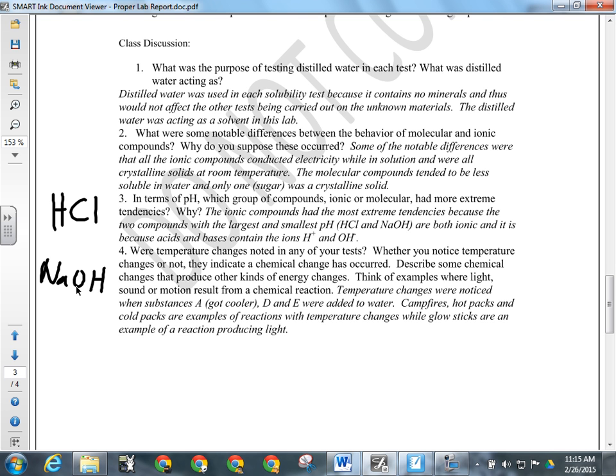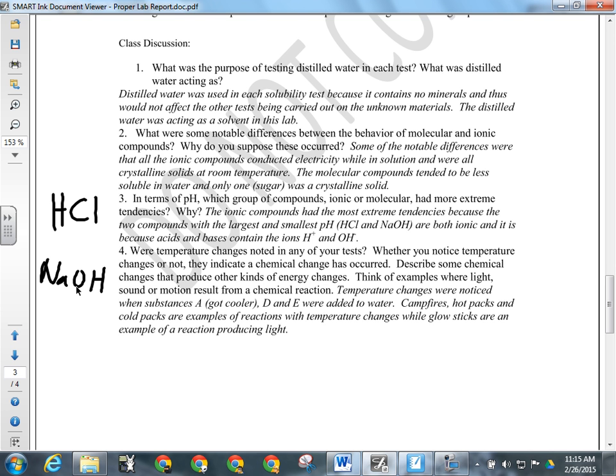Were temperature changes noted in any of your tests? Yes. The sodium hydroxide got hotter, the hydrogen chloride got hotter, and the ammonium nitrate got colder. They were all ionic. Now, that indicates that a chemical change is occurring. That's important to know.